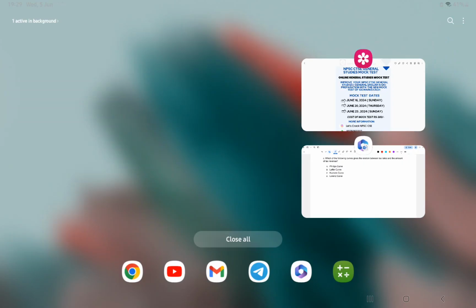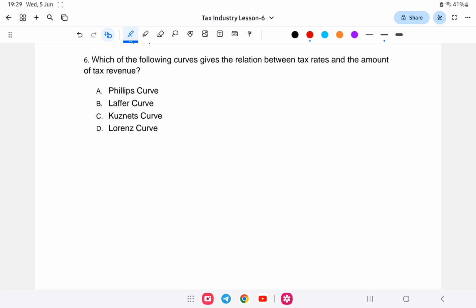So let us start with the economics class. Question number 6. Which of the following curves gives the relation between tax rate and tax amount? That is Phillips curve, Laffer's curve, Kuznets curve or Lorenz curve. What is the answer?